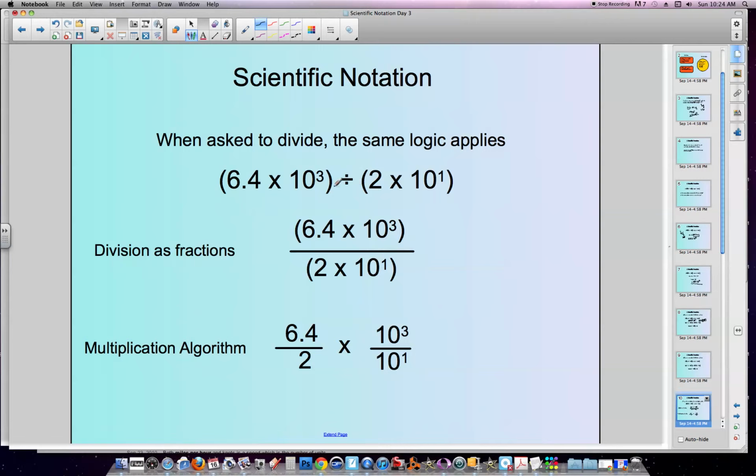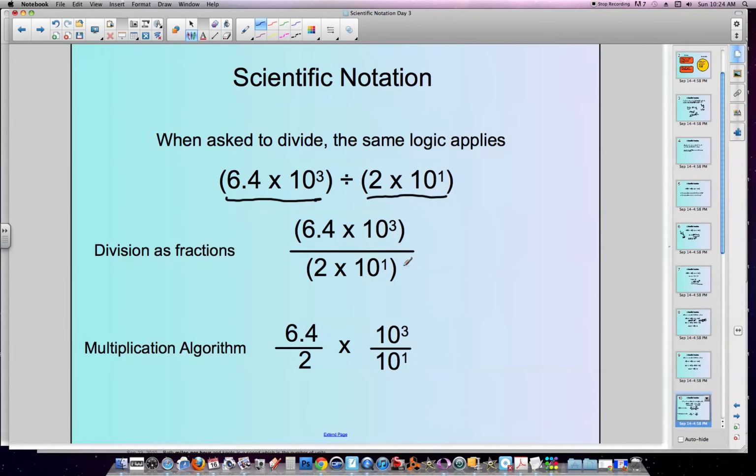Fractions and division are the same thing, right? 3 divided by 4 is the same thing as the fraction 3 over 4. So the first thing I need to do is rewrite this as a fraction. This goes on top, that's my numerator, over or divided by my denominator. So that's what I've done here.